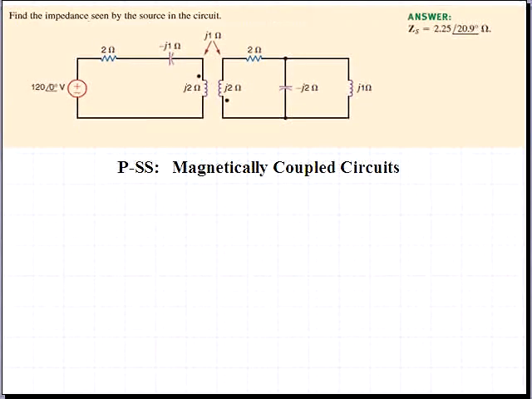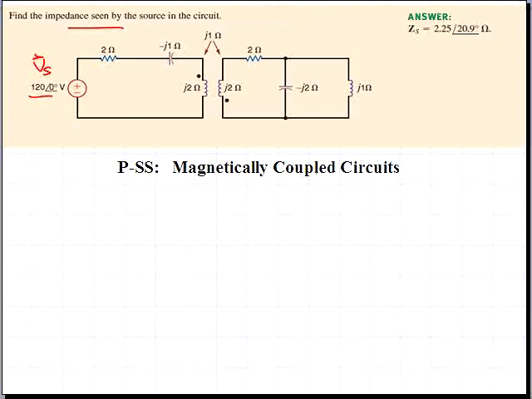This is Learning Assessment Problem 10.7. The problem-solving strategy here is that of magnetically coupled circuits. The problem requests us to determine the impedance seen by the source. We'll call that source voltage V sub S.